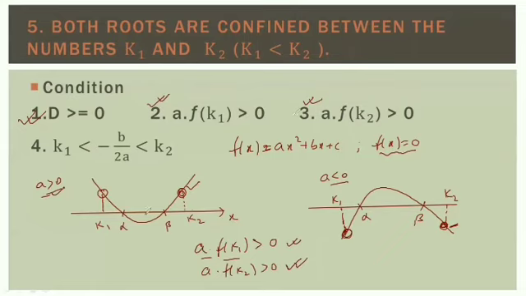Now the fourth condition. After these three conditions, we can also see that the midpoint of alpha and beta, which is minus b upon 2a, will always lie in between k1 and k2. It is obvious because the point is in between k1 and k2 on the x-axis. So we can say that minus b by 2a will be greater than k1 and less than k2. Okay, so this is the condition when both the roots are confined between numbers k1 and k2. Now let's move to the next condition.